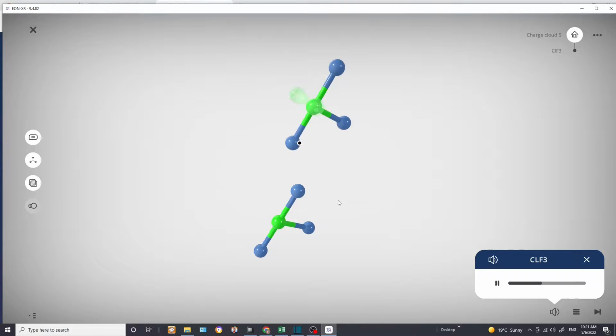Because of the lone pairs that are present, the molecular geometry is not trigonal planar. It is T-shaped because of the lone pairs. So even though we can't see lone pairs, they do affect the molecular geometry of your molecule.